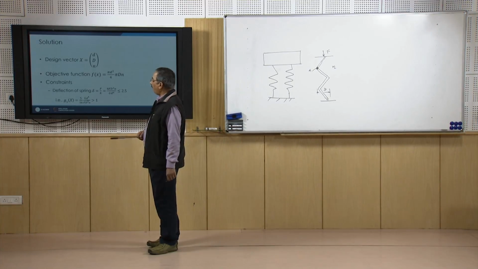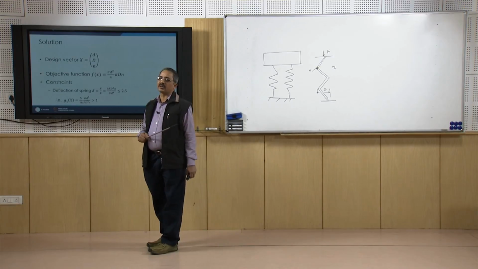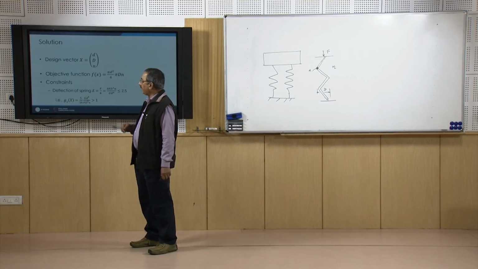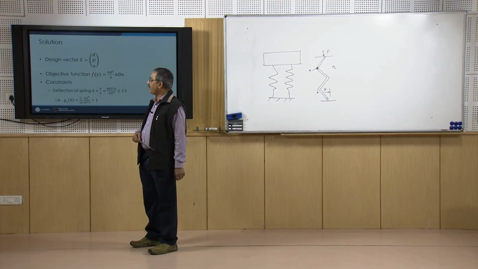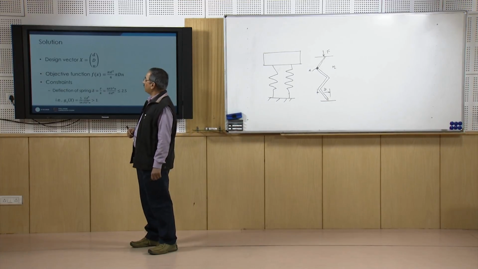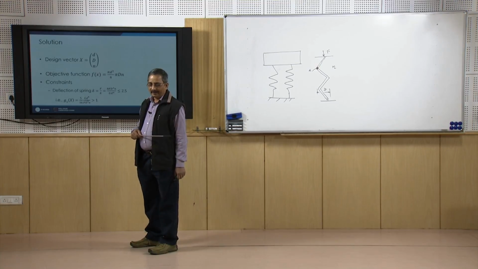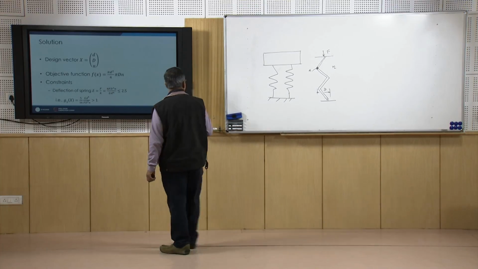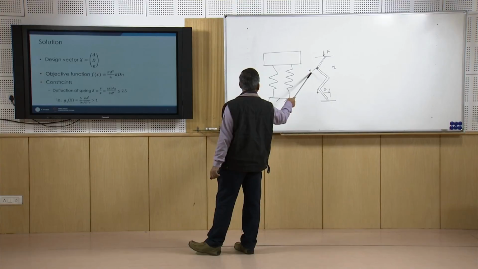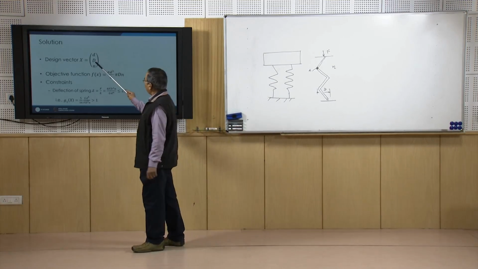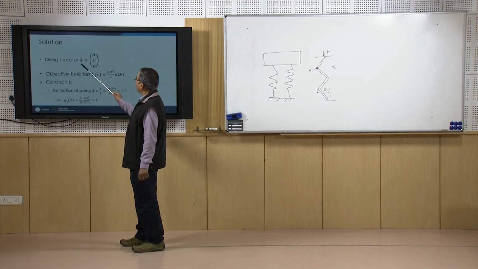Now, the optimization problem essentially consists of three things. The first thing is the design vector, and then we have the objective function and the constraints. So, these are the three things which we have to write from the problem statement. In this case, as I said, our interest is to find out small d, that is the wire diameter, capital D, that is the coil diameter, and the number of turns n. So, d, D, and n are the design vector.